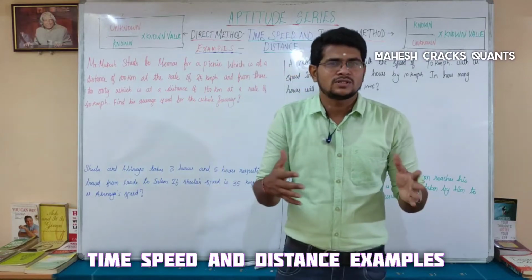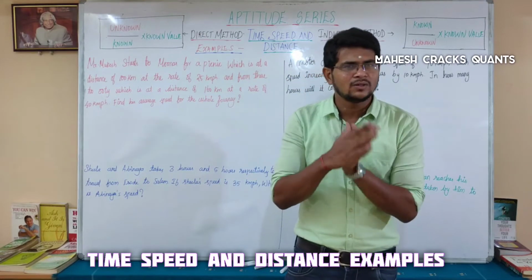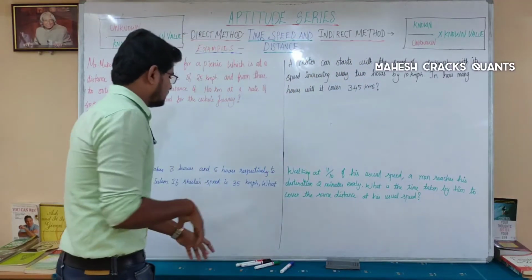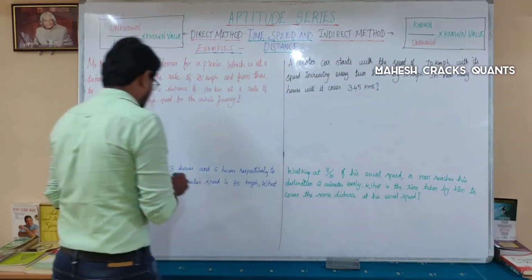So the maximum number of questions based on time, speed, distance will be on average speed. Finding the average speed. Okay. First thing, take it down. What are the values given?